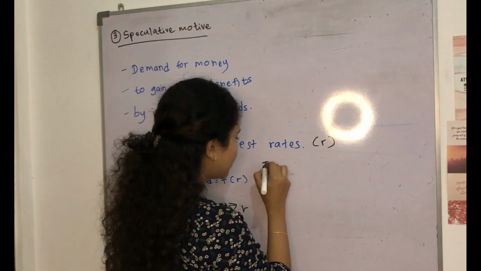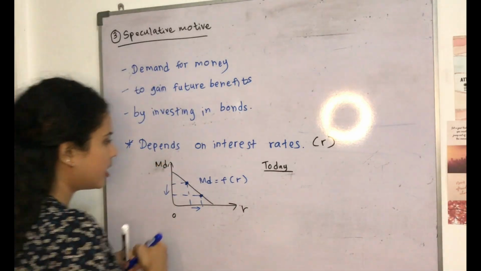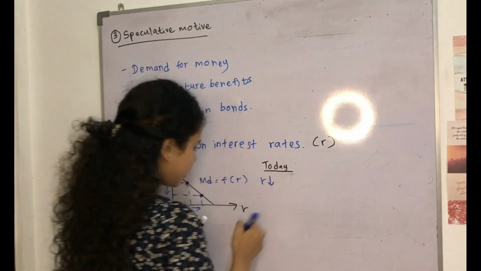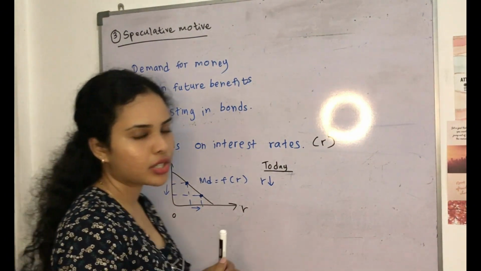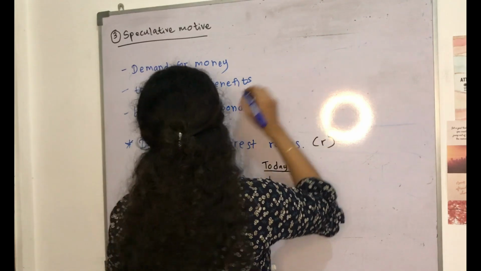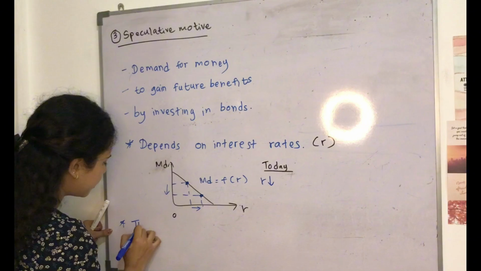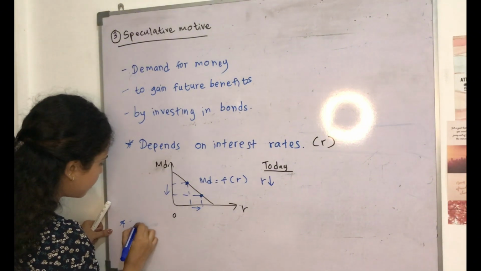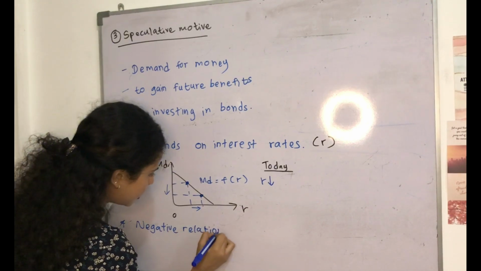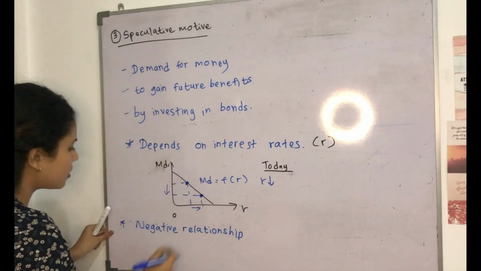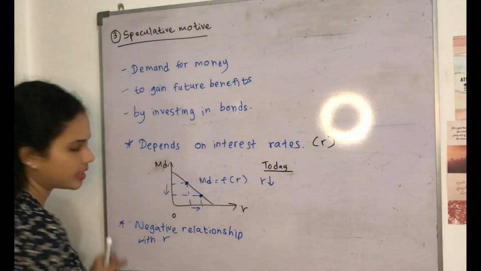Think today the interest rates are decreasing. In this speculative motive, there's another piece of information you should know: money demand depends on interest rates, and there's a negative relationship with interest rate. This money demand in the speculative motive has a negative relationship with R, interest rates.